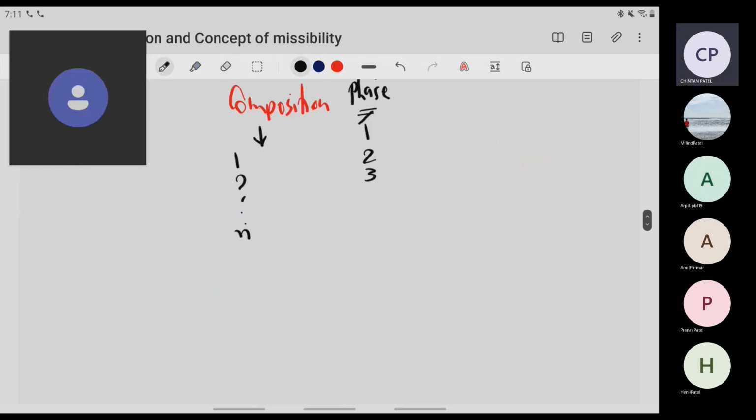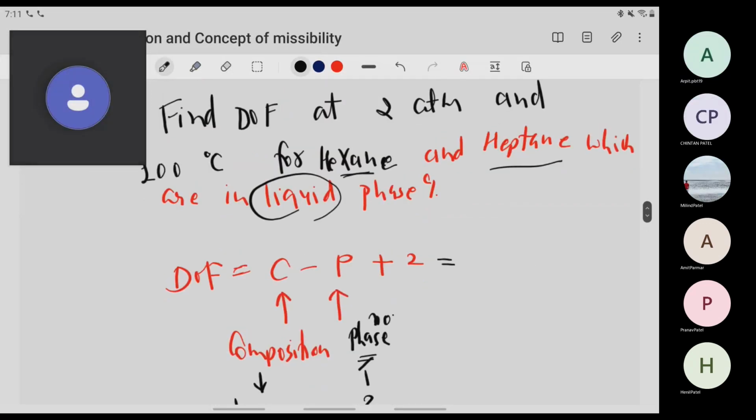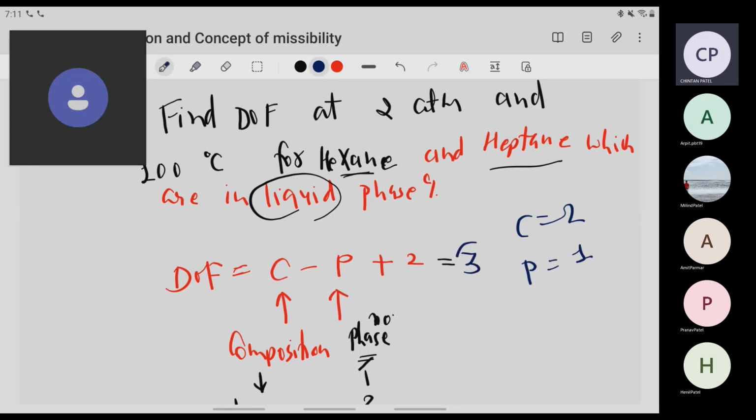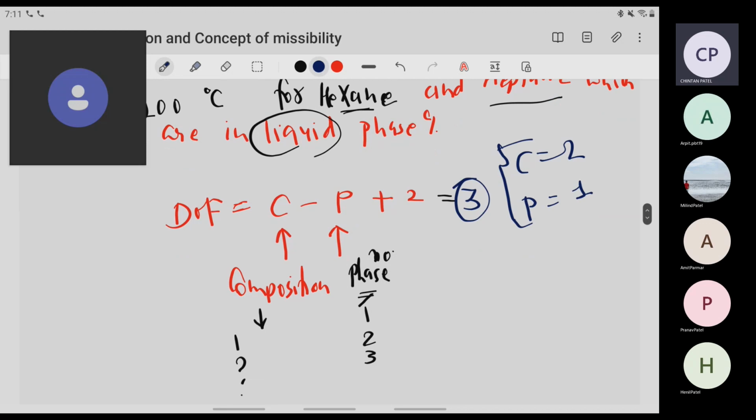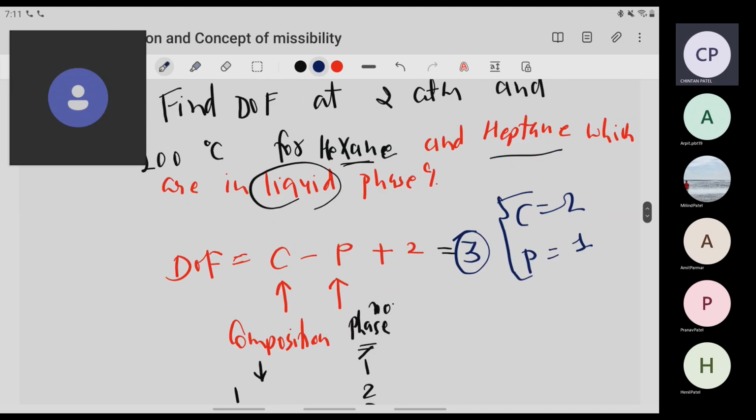Sir, I would like to say 2 will come. How? C is equal to 2, P is equal to 1, then 2 minus 1 is 1, 2 plus 1 is 3. So the answer is 3 according to what the first guy said. Okay, I'm not able to see your name. So how are you saying 2 will come?